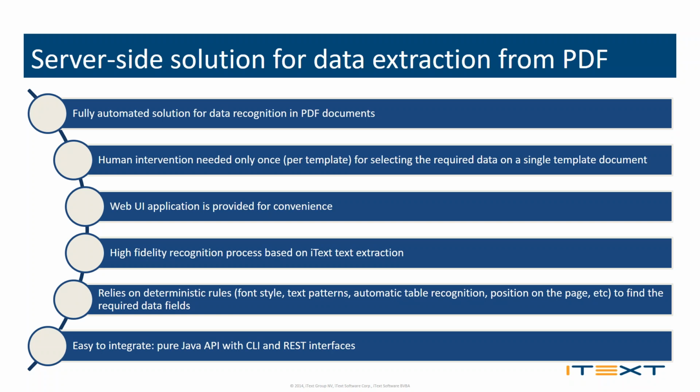These rules, I'll speak about them in more detail in the future, may specify some font styles, text patterns, but also the algorithm detects tables automatically and picks up certain cells, columns, rows from these tables. Of course, the user may filter out certain positions on the page, but that's not mandatory. We don't require the text to be absolutely on the same position on the page in order to find the data.